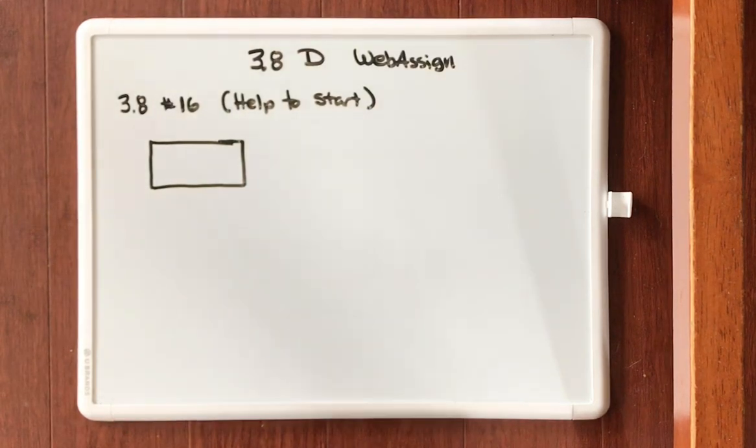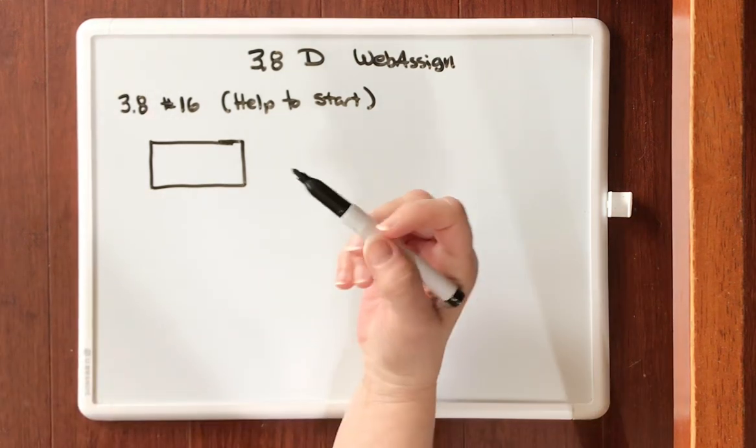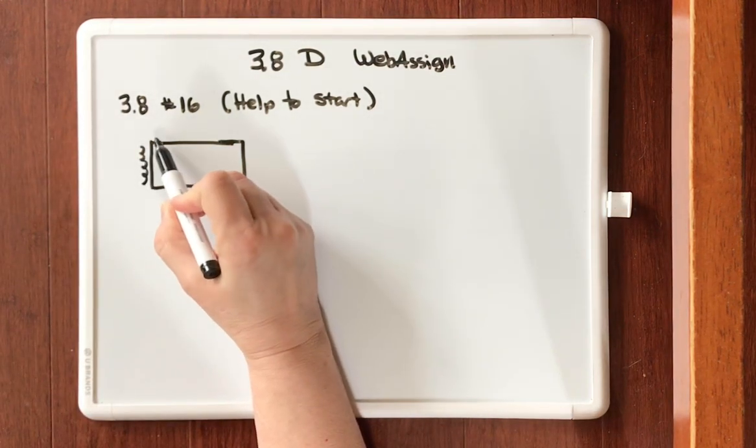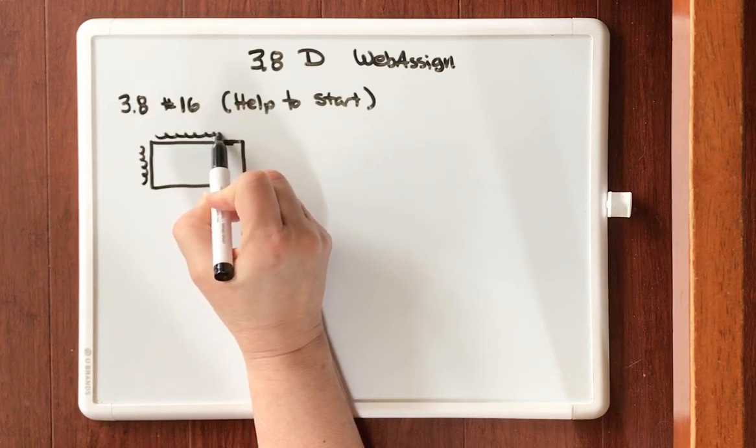Video for 3.8. These are WebAssign problems. I'm going to give you some hints on how to start. So for number 16, we have a problem where we have shrubs on the side. So I'm going to use, these are going to be like plants, shrubs.